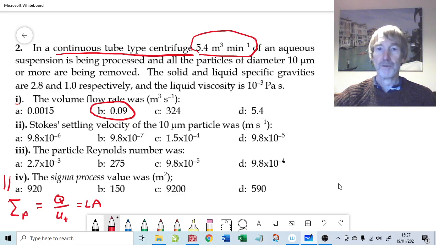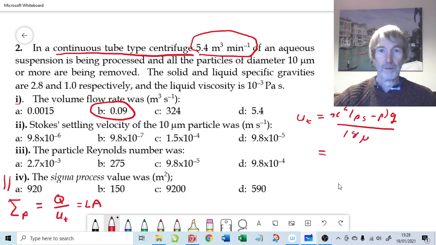So if we come over here, UT is going to be equal to, that just about fits in below my happy smiling face, x squared times density difference times g, all divided by 18 mu.